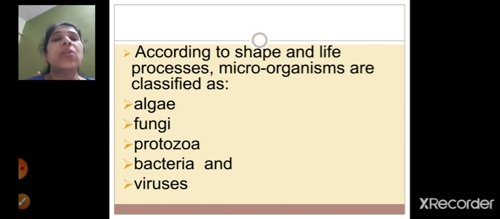Now, according to the shape and the life processes, the microorganisms are classified as algae, fungi, protozoa, bacteria and viruses, right? I had told you there are different shapes of microorganisms, and depending upon their shapes, their function is also decided, right? So depending upon the function, their shape is there. And for carrying out the life processes also, they are classified into these categories: algae, fungi, protozoa, bacteria and viruses.